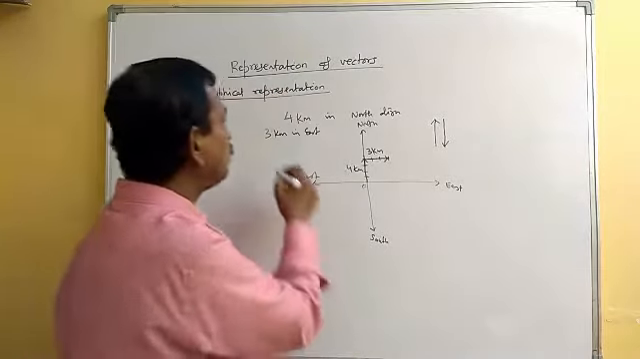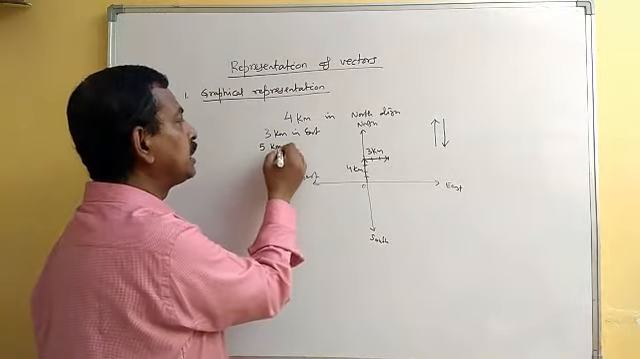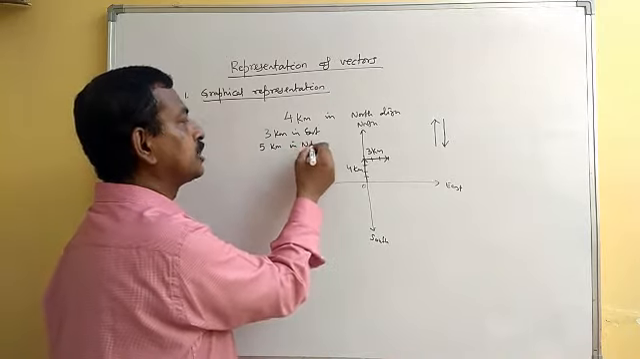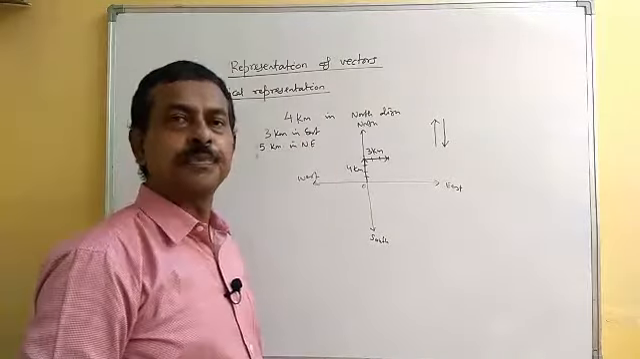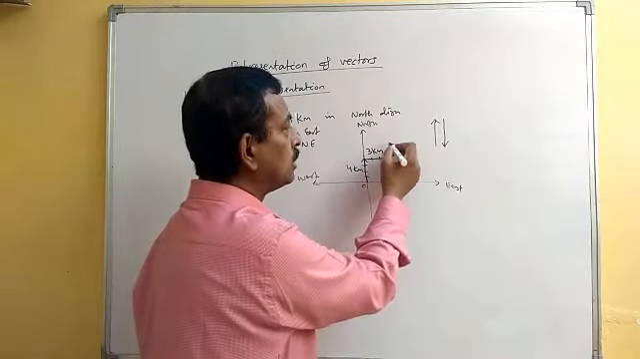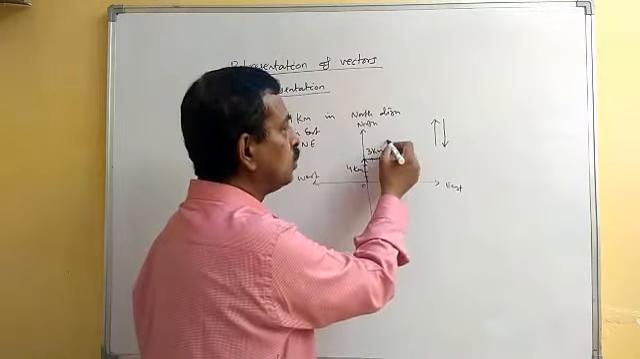Suppose it further goes 5 kilometers in the northeast direction. So from here, this will represent the northeast direction. I will draw a line of 5 centimeters in this direction. So this will now represent a displacement of 5 kilometers in the northeast direction.